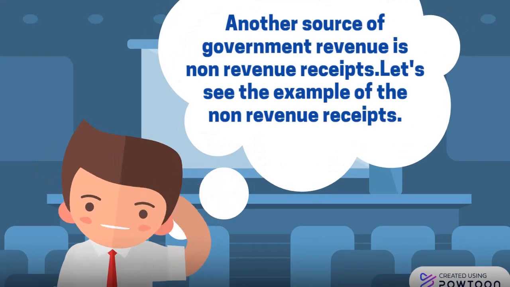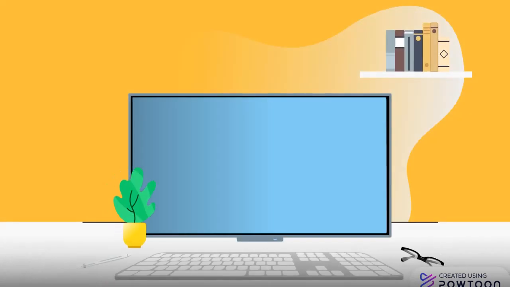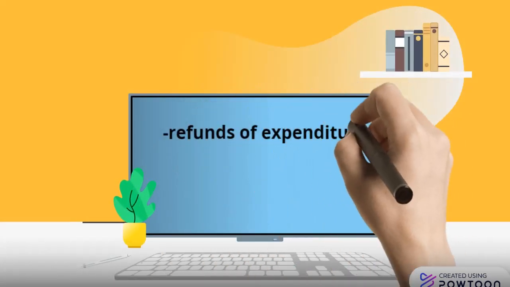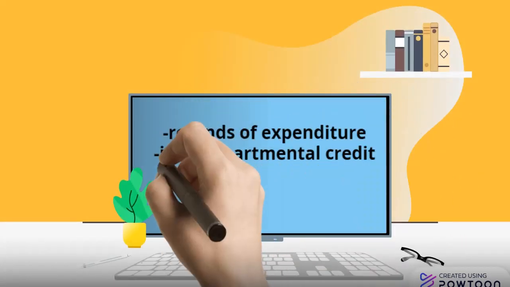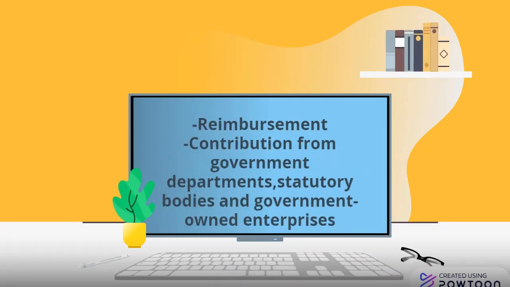Another source of government revenue is non-revenue receipt. Let's see the examples of non-revenue receipt. Refund of expenditure, interdepartmental credit, refunds of overpayment, erroneous payment, reimbursement and contribution from government departments, statutory bodies, and government-owned enterprise.